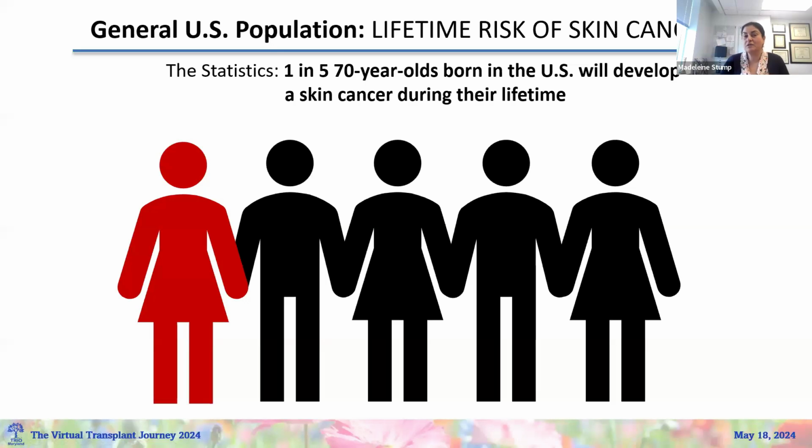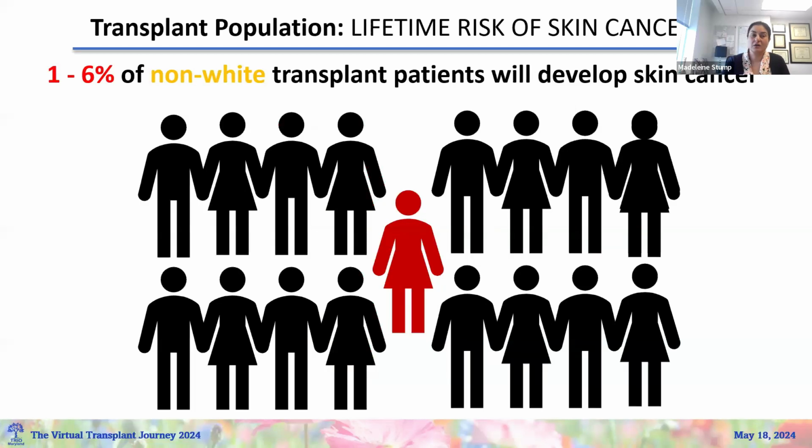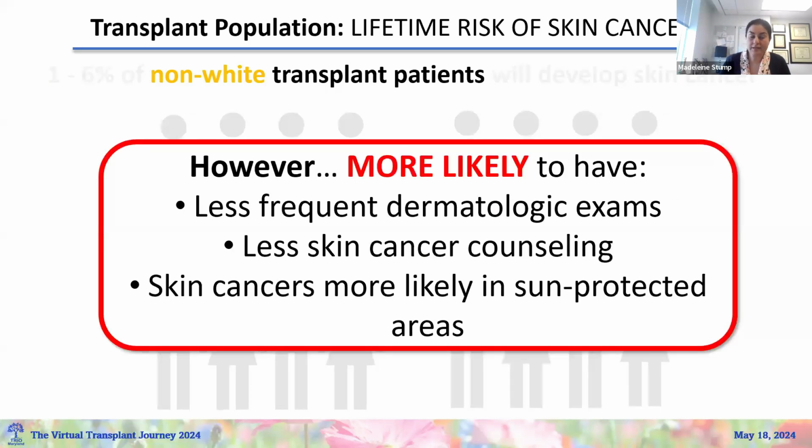1 in 5 70-year-olds that are born in the US will develop a skin cancer during lifetime. Compared to that, 1 in 2 of white transplant patients are at risk of developing skin cancer. Patients of color, their risk is a little better than that. It's 1 to 6%. However, the good news ends there because non-white transplant patients are more likely to have less frequent dermatologic exams, less skin cancer counseling, and skin cancers are more likely in sun-protected areas.